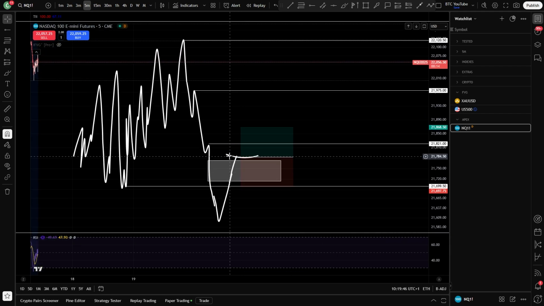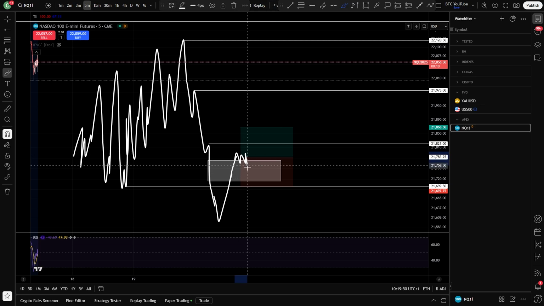So let's say, for example, we get the entry here. You know, generally speaking, sometimes you get a bit of chop, or you'll get your trade come up like this.